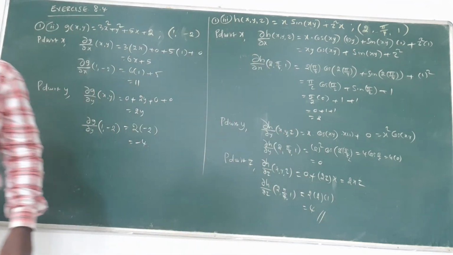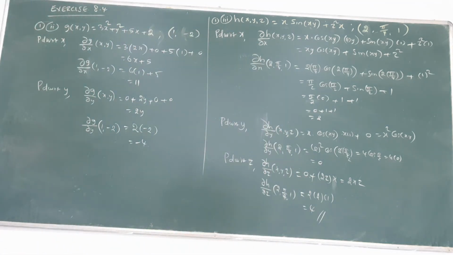Now check the book answer. The first question, what is the answer? Second subdivision, 11 is the answer. Minus 1 is the answer. Next one is the third subdivision. First one, 2 is the answer. Next one 0. Last one is 4. The book answer is correct.